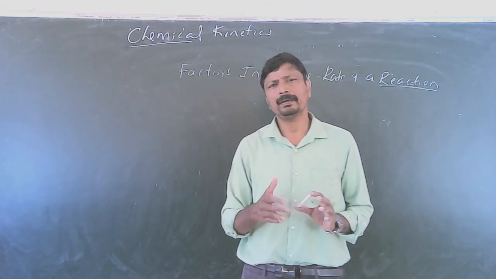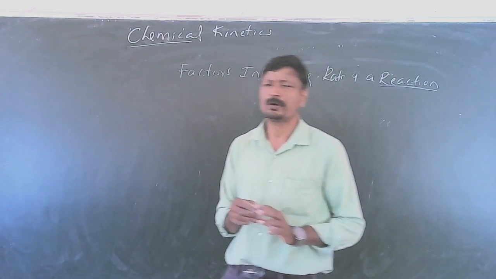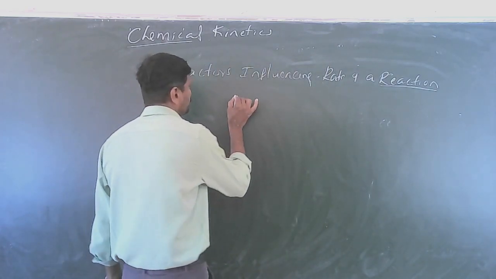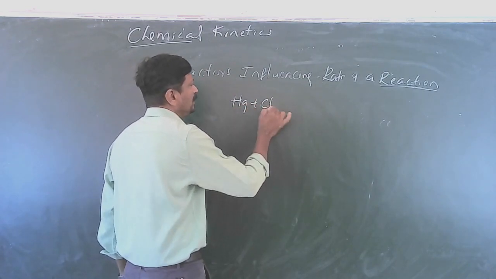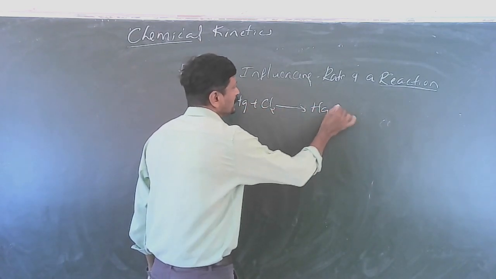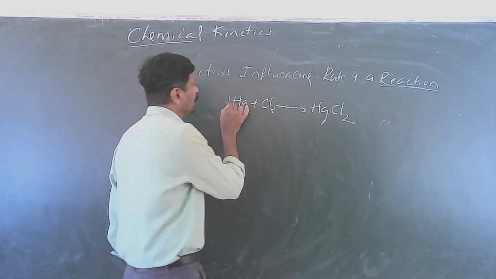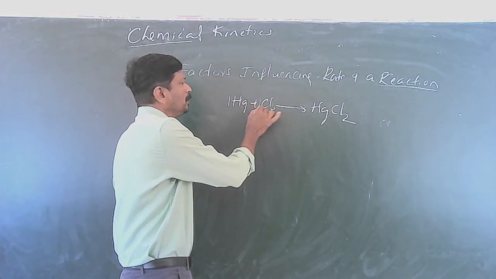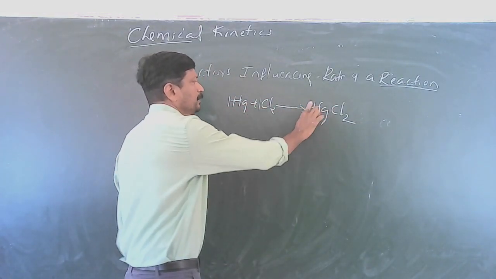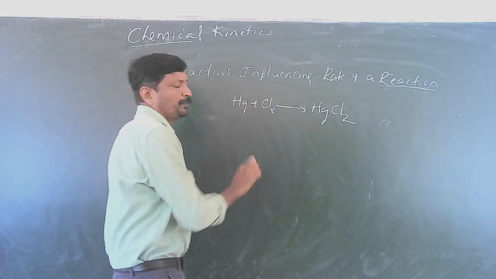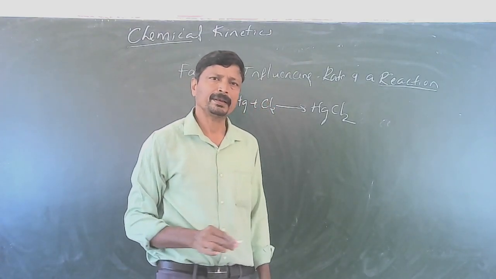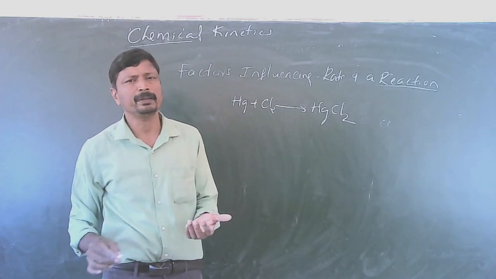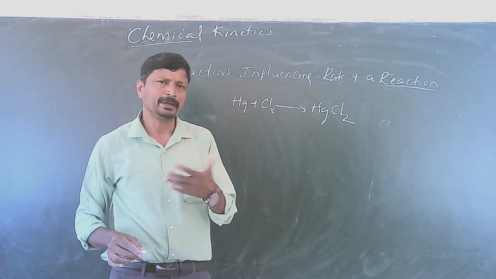In one example, the stoichiometric coefficient of all the reactant and product are same, Hg plus Cl2 giving rise to HgCl2. Here 1 mole of Hg, 1 mole of Cl2, 1 mole of HgCl2. See, these stoichiometric coefficients are same. Then you can give the rate in any one of the reactant and product, that will be same.